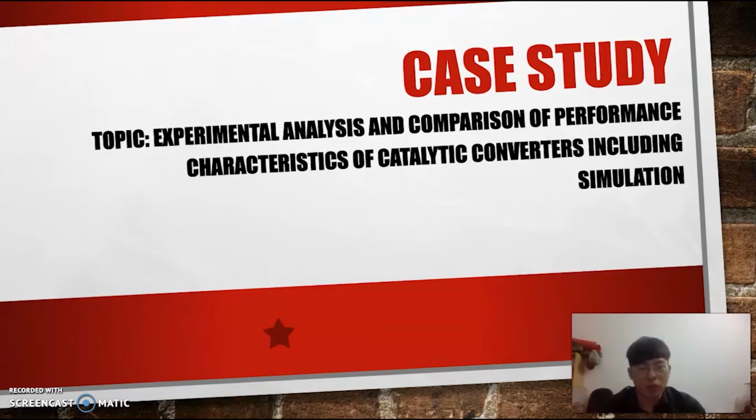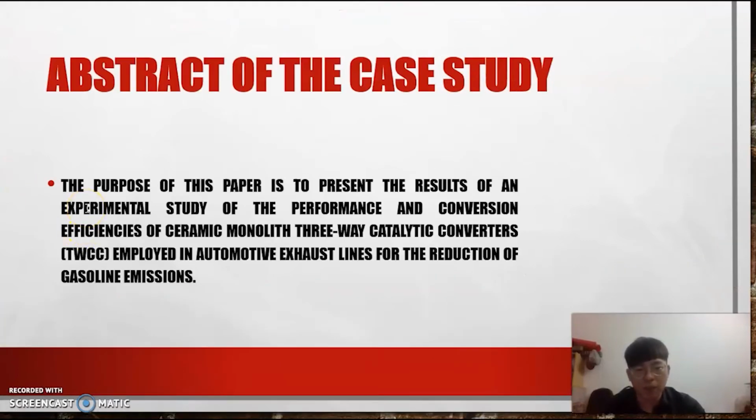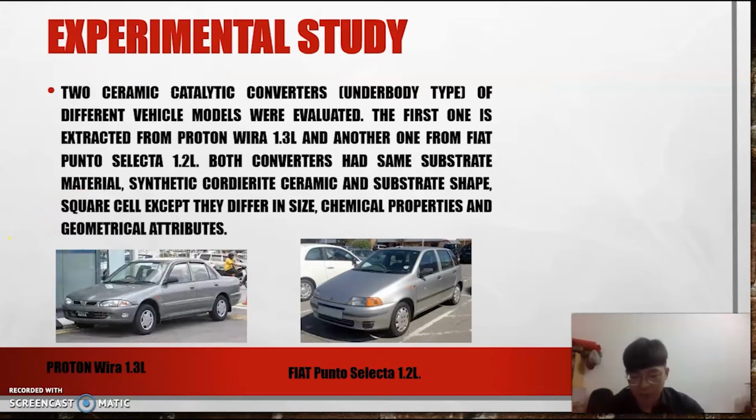From our topic, I will choose the case study topic, which is experimental analysis and comparison of performance of catalytic converters, including simulations. First, I will present the abstract. The purpose of this paper is to present the results of an experimental study of the performance and conversion efficiency of a ceramic monolithic three-way catalytic converter employed in automobiles for the reduction of gasoline emissions. The main objective of the paper is to compare and analyze the performance of the catalytic converters of a Proton Waja 1.3L and a Fiat Punto Selecta 1.2L.